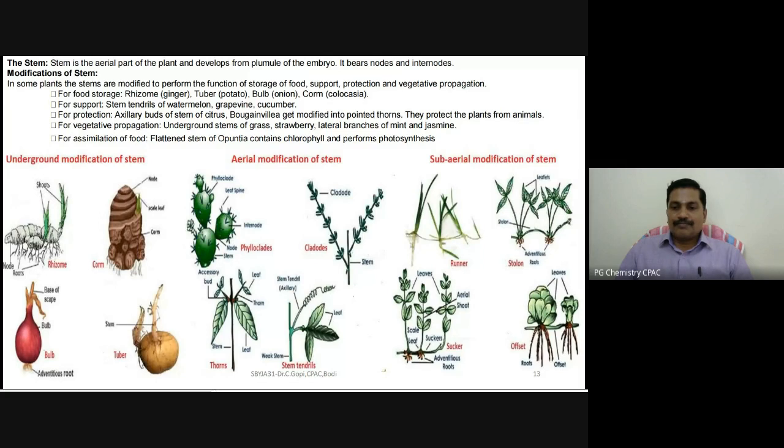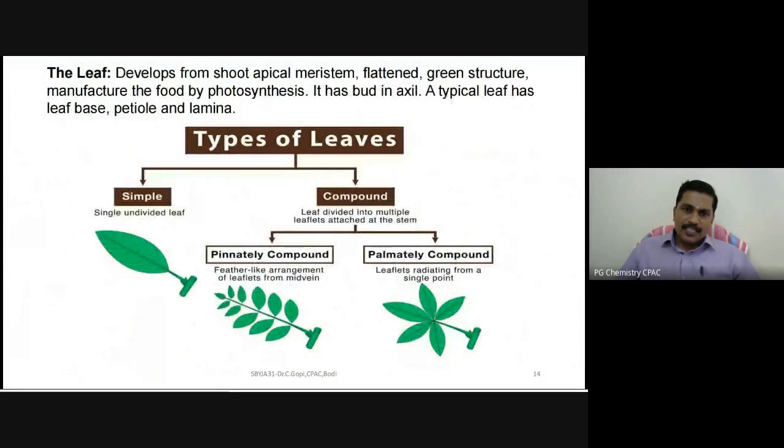Then sucker, with adventitious roots which are produced from the sucker stem. Then offset, like Eichhornia. We have all seen that Eichhornia plant in contaminated water. Normally you see it in ponds and lakes which are highly contaminated, meaning the Eichhornia will come. Okay, so Eichhornia will remain in any range of contaminated water. Then these are the types of leaves, simple leaves, compound leaves.